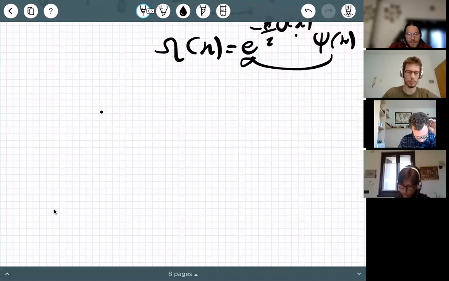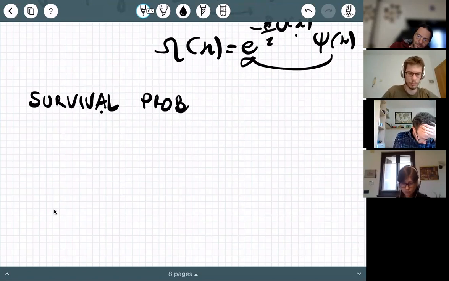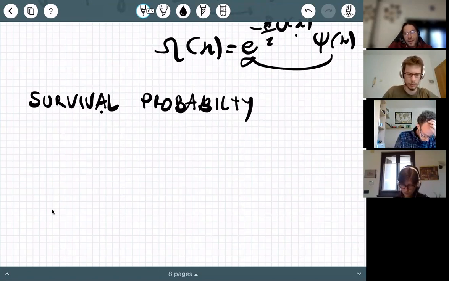The next step is to define the so-called survival probability. So we have our kids in the break between two lectures, they go to the kindergarten and they are playing for a time t.